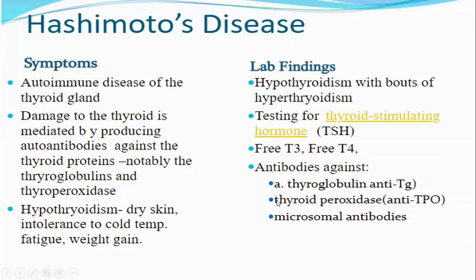So another autoimmune disease involving the thyroid is what we call Hashimoto's disease. Now, it's an autoimmune disease wherein there is damage to the thyroid mediated by producing autoantibodies against the thyroid proteins, notably the thyroglobulins and thyroid peroxidase.